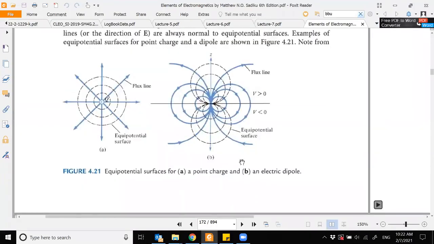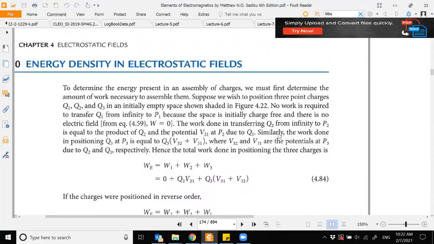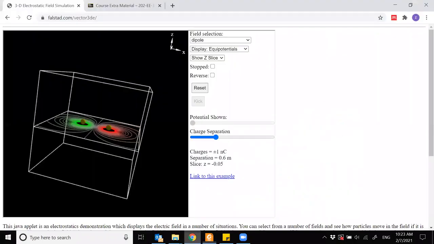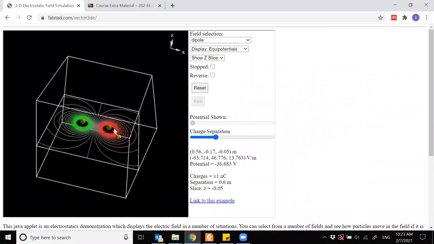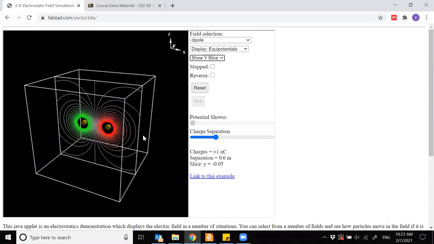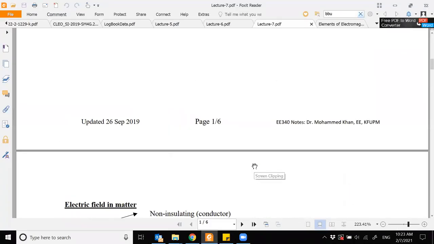Okay, let's now go back to our course. We looked at the equipotential surface, and we also have equipotential lines. Equipotential lines are nothing but the slices that you are seeing. These are all equipotential lines. This is the equipotential line in this plane, this is the equipotential line in this plane, and this is the equipotential line in this plane. And if you put all these equipotential lines together, that gives you the equipotential surface.